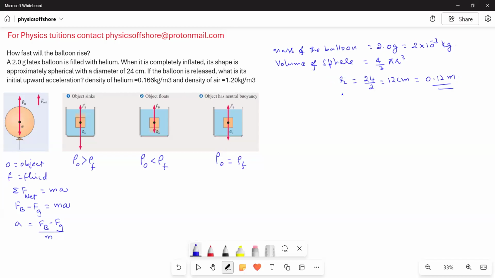Now substituting this, we will get V is equal to 4/3 pi times 0.12 whole cube, which gives a value of 7.24 times 10 to the power of negative 3 cubic meters, the volume of the balloon. Now we have to find out the mass of the helium because mass of the helium is not given to us. How do we find it? Density is equal to mass over volume. Am I right?